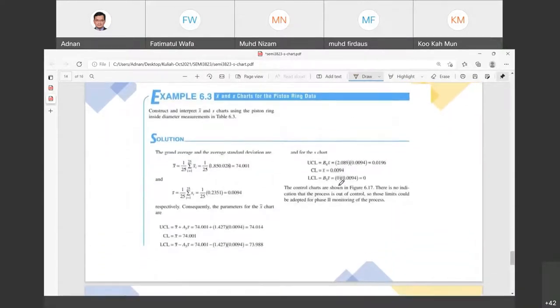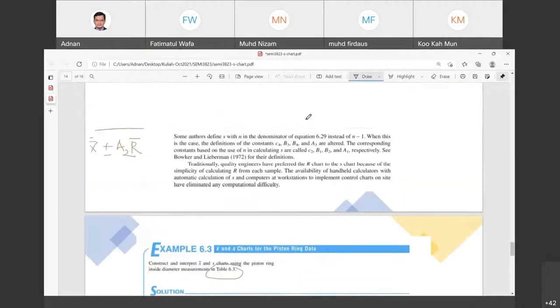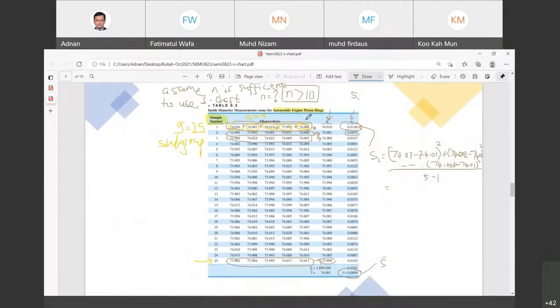Let's see this example here. Construct an X bar and S chart using the piston ring inside diameter data of table 6-3. Table 6-3 is already given earlier. This data is given after measuring 25 subgroups. In your books, they call it M, the same thing. So this is n equal to 5, with X bar already taken here as the average, X double bar, the individual S, and then finally S bar here.